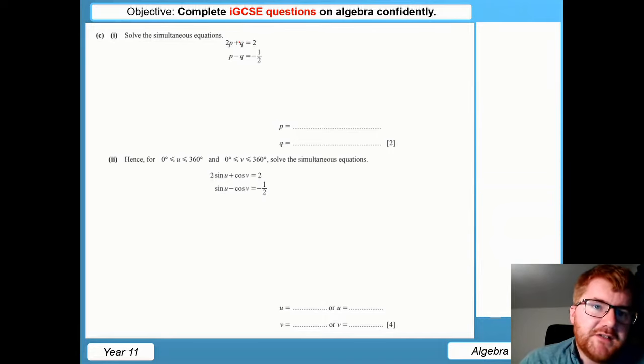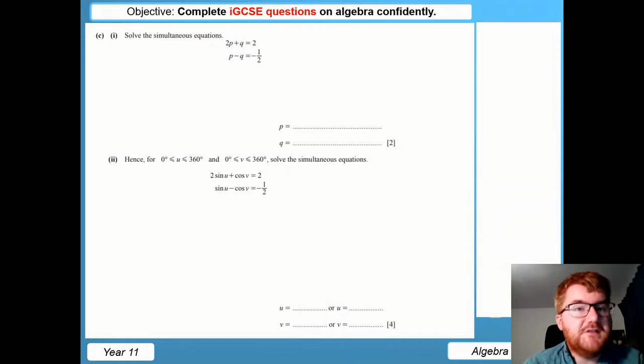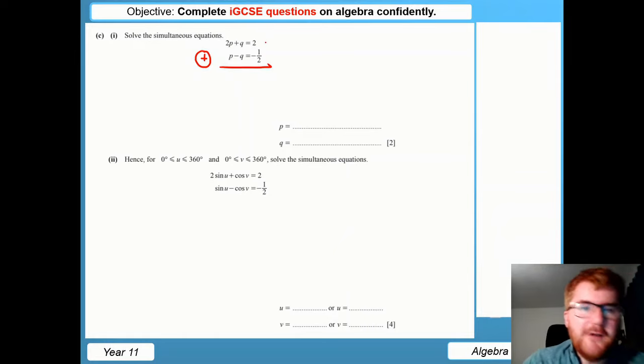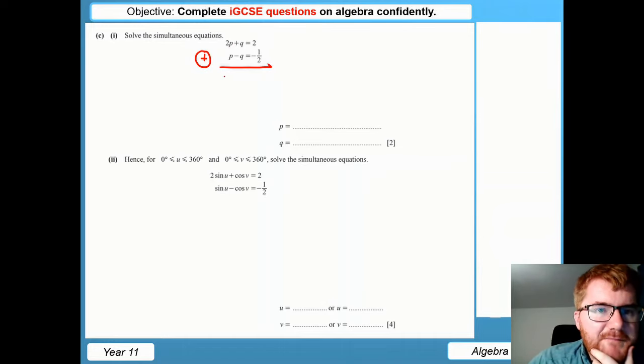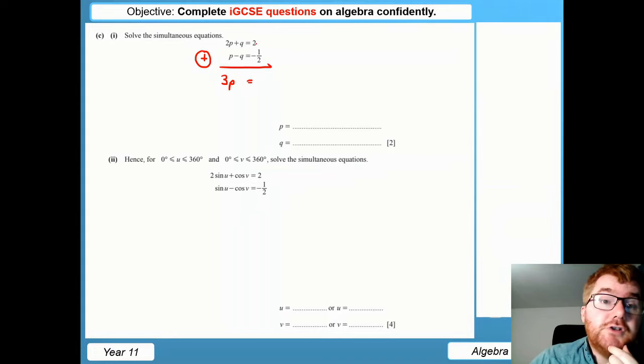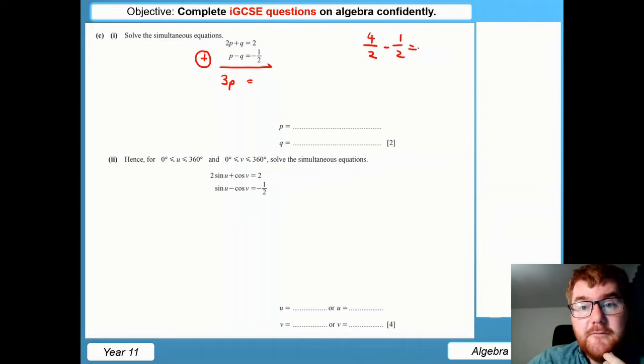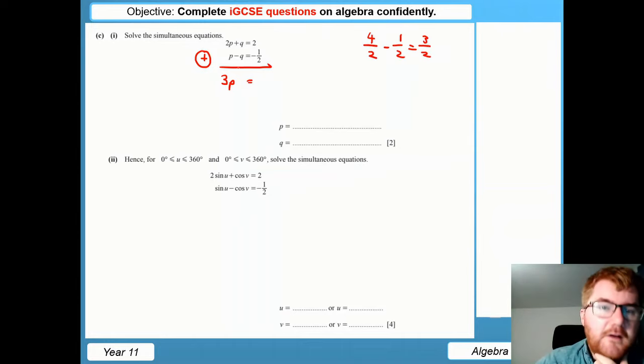Now, because we have a plus q and a minus q, because they're different, we're going to add the two equations together. Have faith, it's going to make the equation work and work out p. Now, if we add them together, what happens? Well, 2p plus p is equal to 3p. q plus minus q, that's just 0, which is really, really helpful. And then 2 plus minus a half, well, if we do 2 minus a half, that's the same as 4 over 2 minus a half, which is equal to 3 over 2.